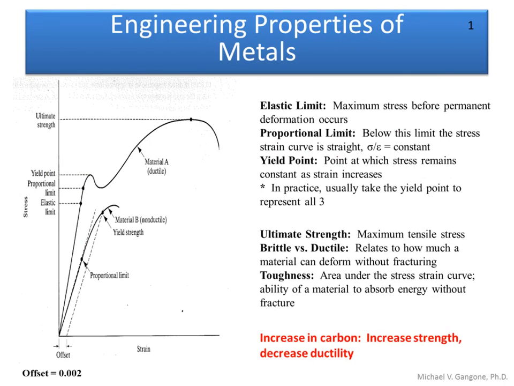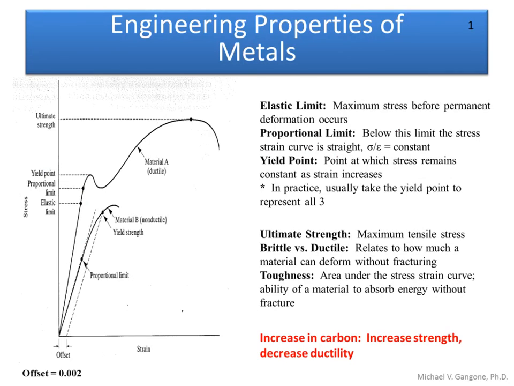So we might need to use what's called the 0.2% offset method in determining that, and I'll go over that in just a second on the next slide, because that is shown in the FE equation packet, and I just want to bring that to your attention. All right, the ultimate strength, that is the peak stress that you see in the stress strain curve.